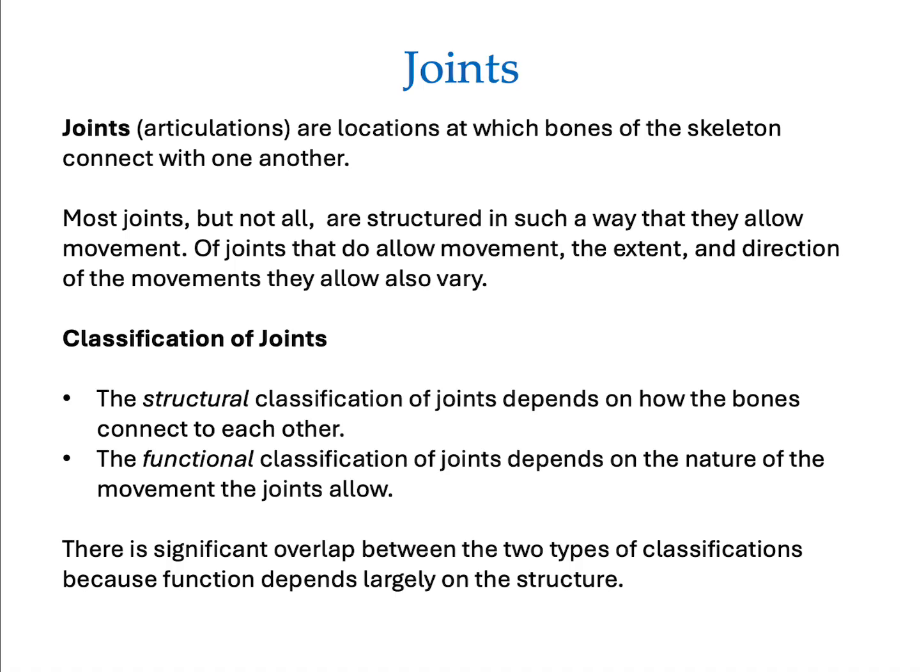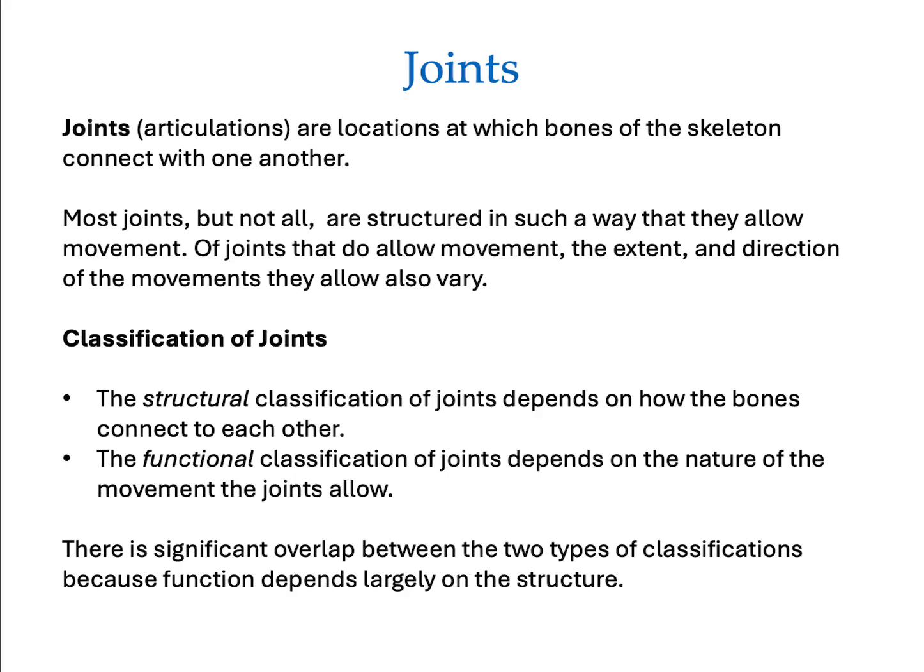Joints. Joints or articulations are locations at which bones of the skeleton connect with one another. Most joints, but not all, are structured in such a way that they allow movement. Of joints that do allow movement, the extent and direction of the movement that they allow also varies.